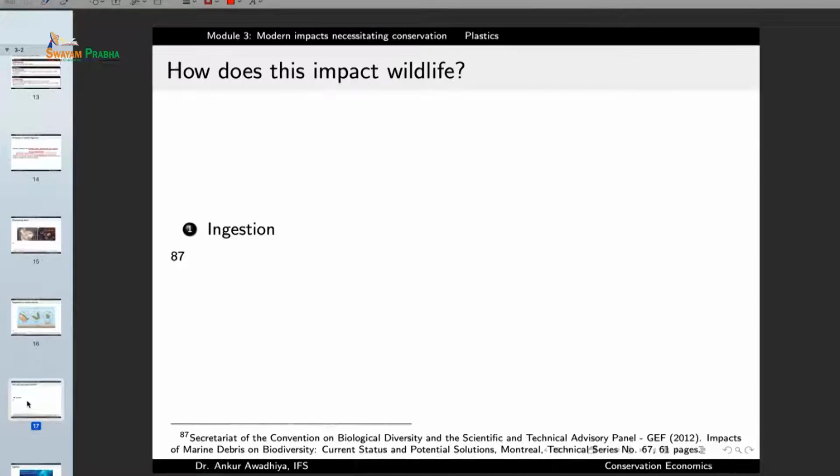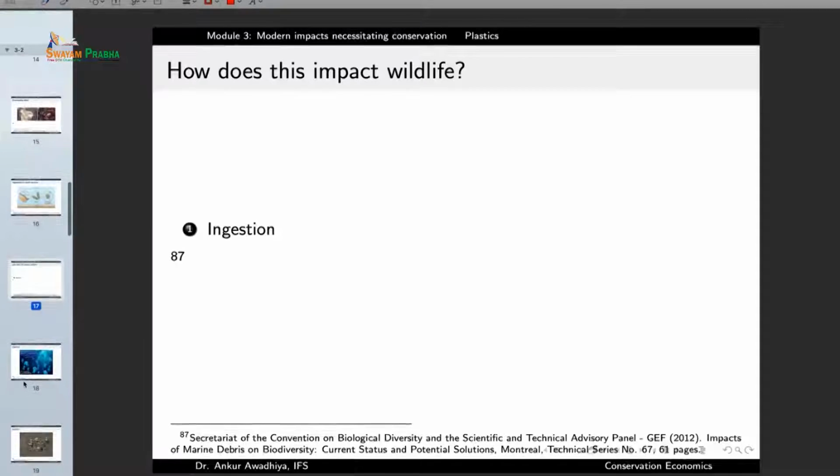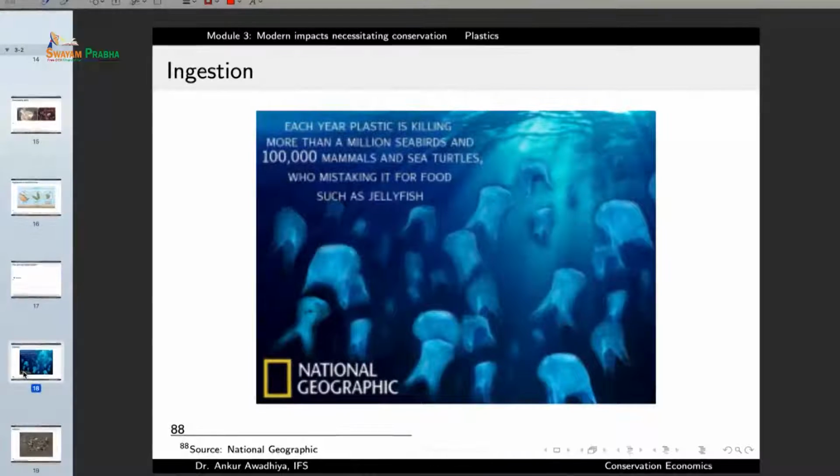So, the first thing that can occur with plastics is that it can be eaten. And in a number of cases, the plastic bags are confused by a number of organisms as food. Now, if you look at these plastic bags, they look very similar to jellyfishes. And if there is an animal that naturally feeds on a jellyfish, it may confuse these plastics as jellyfish and it may eat these plastics.